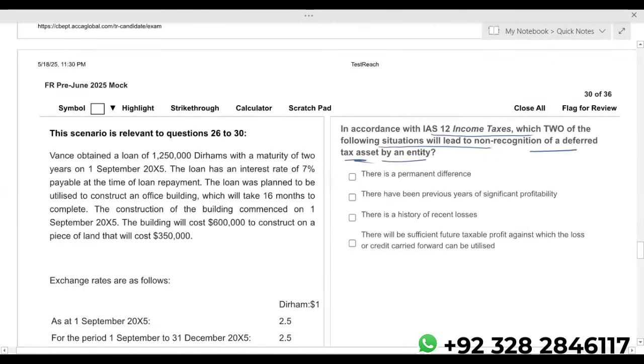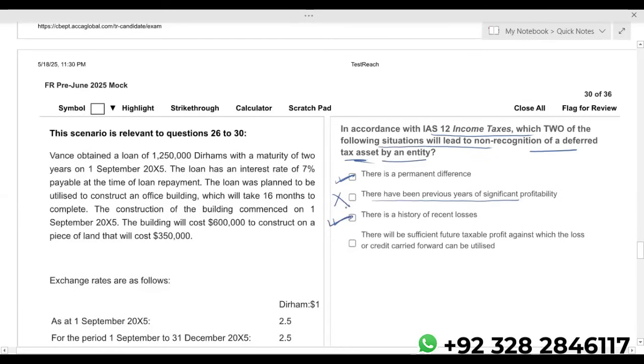Actually, deferred tax only arises from the temporary differences. If there's a permanent difference, a permanent difference cannot result even in a deferred tax liability. But here it is specifically being asked for the deferred tax asset. So due to permanent differences, I will never recognize any deferred tax asset. There has been a previous year of significant profitability. It's no logic at all. There's a history of, yes. Now listen, it is a category.